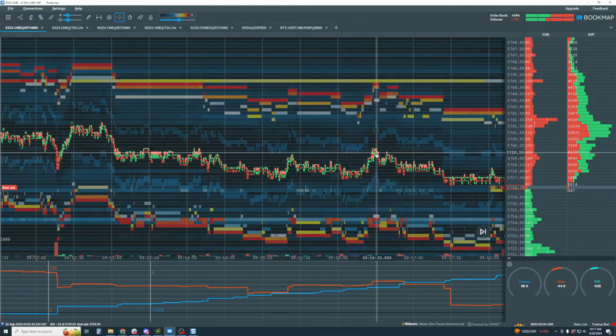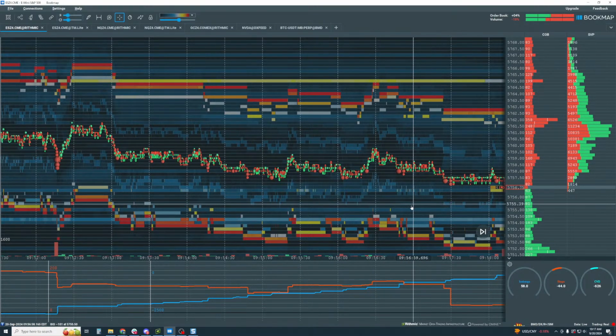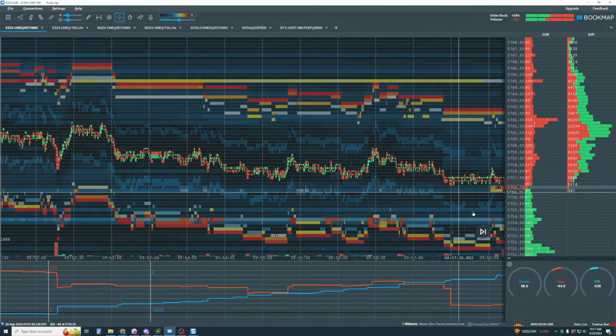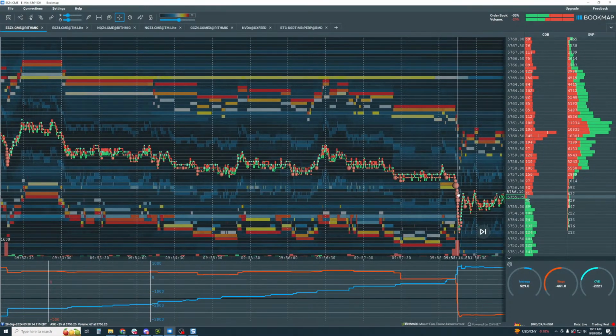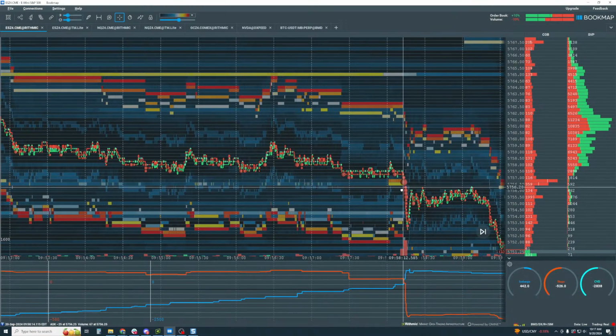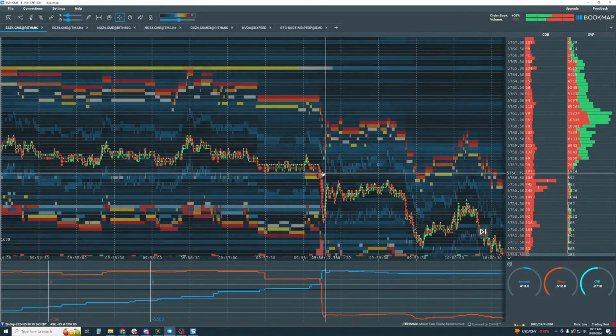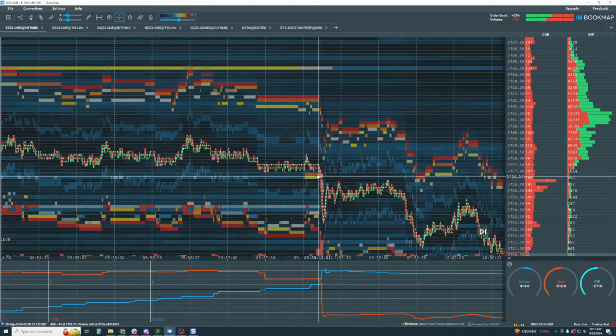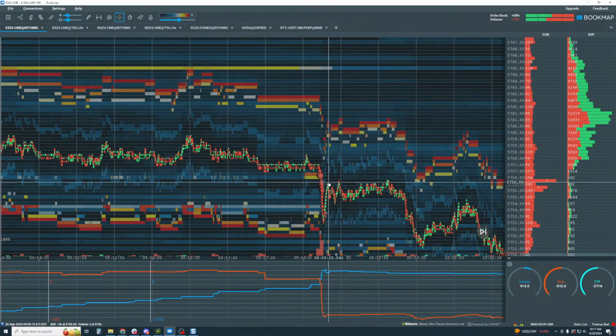The buyers don't have enough buying pressure and demand to lift the market. That's where we see this. We know it's a big stop run too, so we're watching and waiting. What happens after the stop run? That's really important to understand. What happens after the stop run?